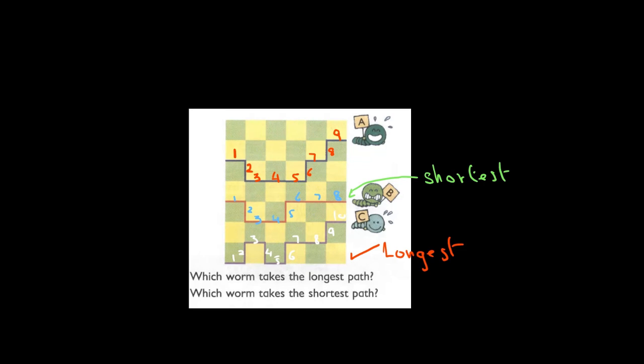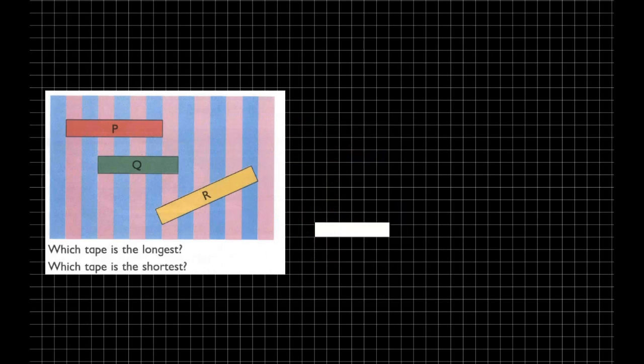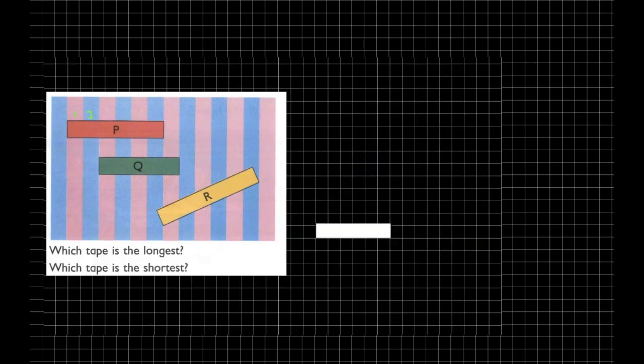So another problem that we might encounter is that here's a problem, and they want to figure out which tape is longer and which tape is the longest and which tape is the shortest. Now you can see between P and Q, it's very easy to see because we can just purely count. So if I just count, I get 1, 2, 3, 4, 5, 6. And for Q, I get 1, 2, 3, 4, 5. So clearly P is longer than Q.